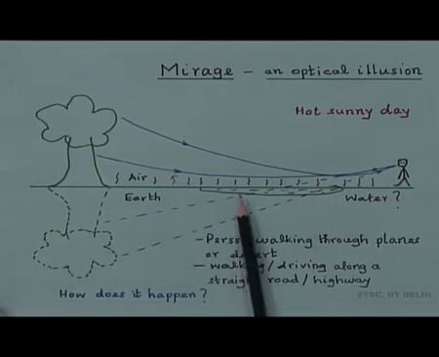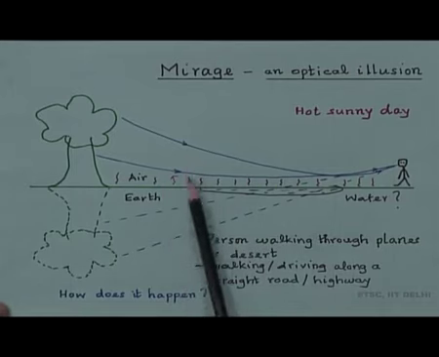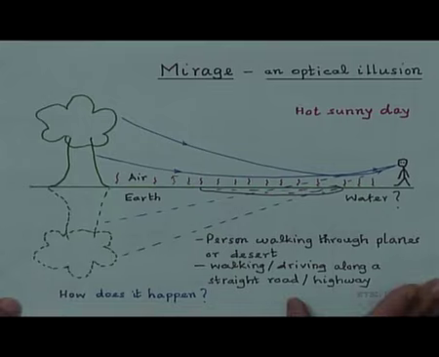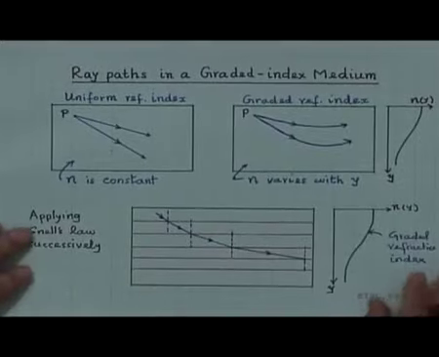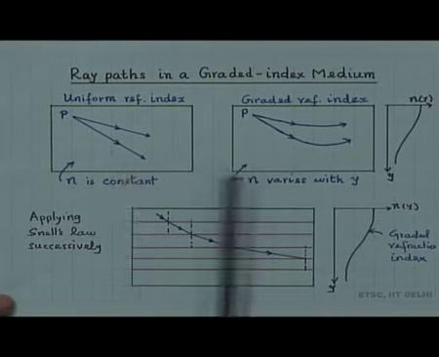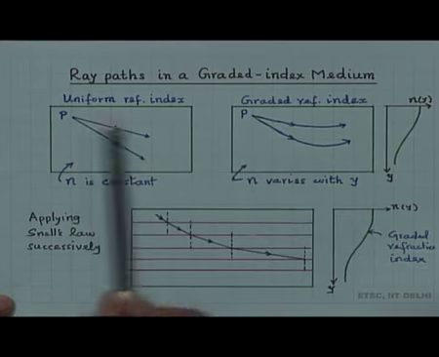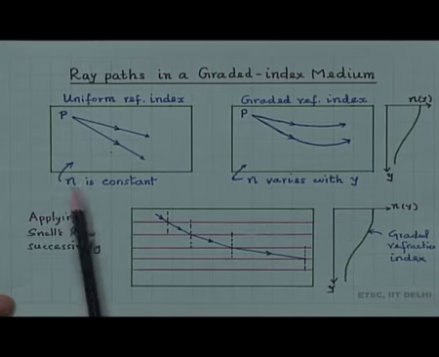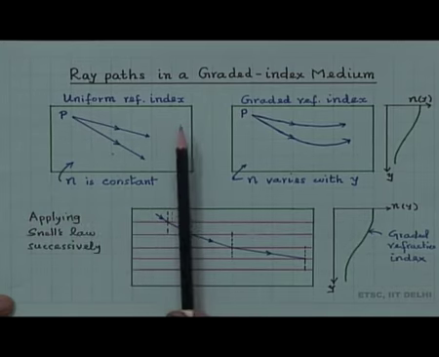So, I will discuss this in more detail. This leads to a refractive index gradient, and therefore, the ray paths start curving. I will explain this in the next slide. So, let us first look at ray paths in a graded index medium. I have taken two uniform media, which means the refractive index is constant everywhere.